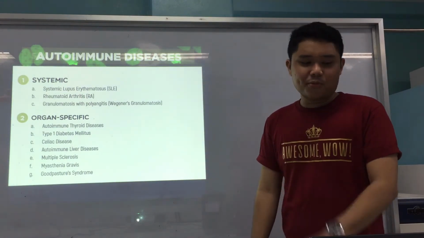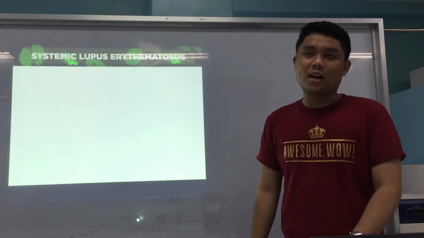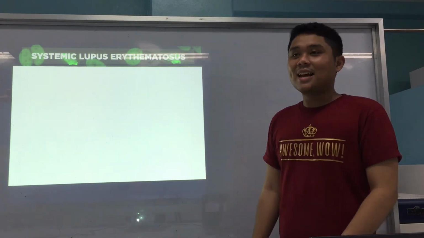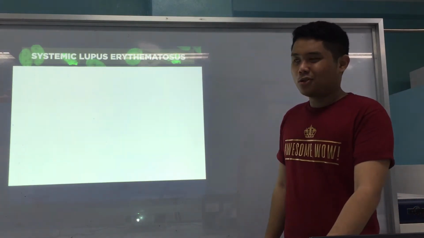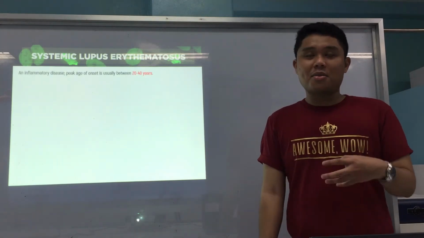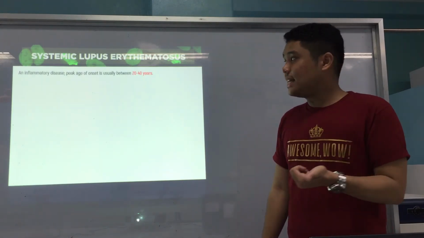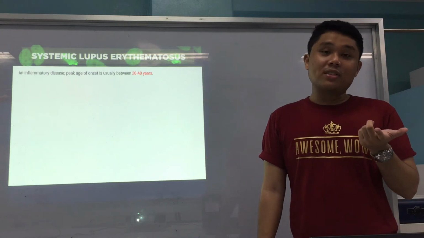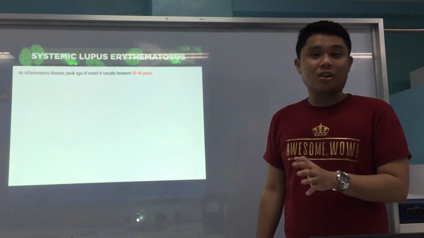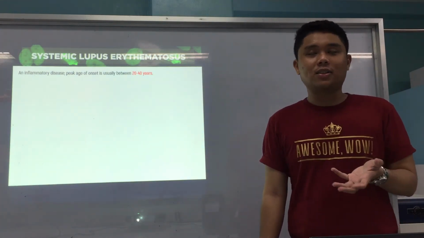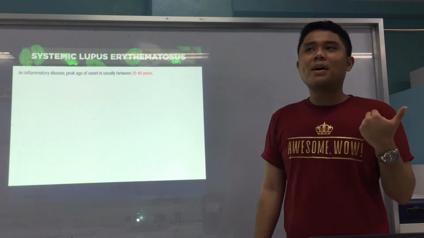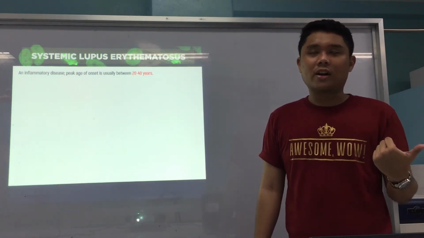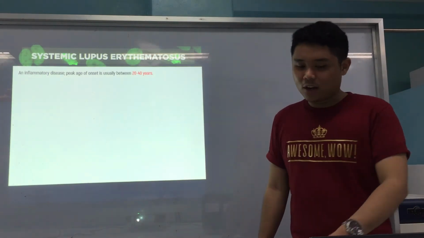Alright, so we'll start now with the first systemic disease, which is of course the very popular SLE, systemic lupus erythematosus. Now, systemic lupus erythematosus is an inflammatory disease, and the peak age of onset is usually between 20 to 40 years. Alright, so very early, you can start as early as 20. So it's inflammatory in condition.